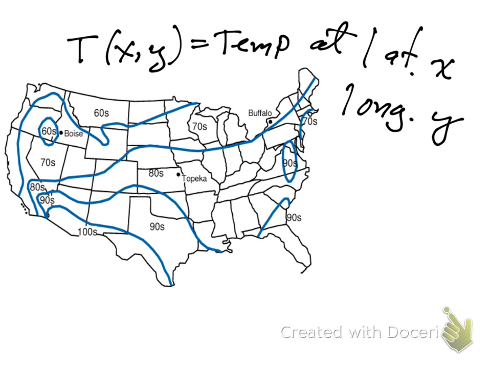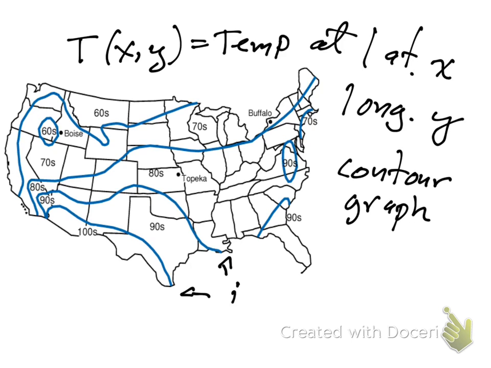So one way that you can represent that is with what's called a contour graph. And this picture of the United States is an example of a contour graph. So the curves on the contour graph are called isotherms. And what they represent is boundaries between different values of the dependent variable.